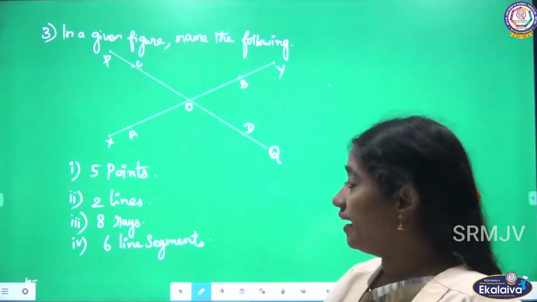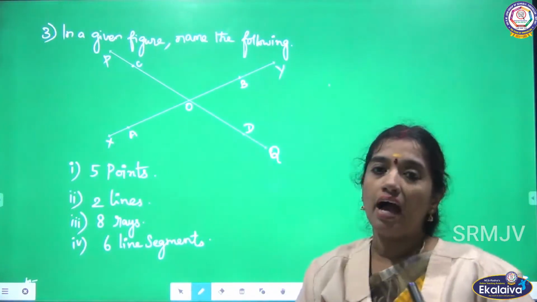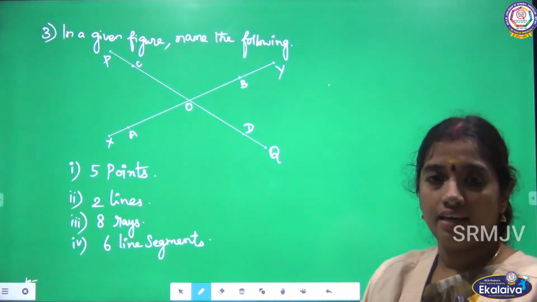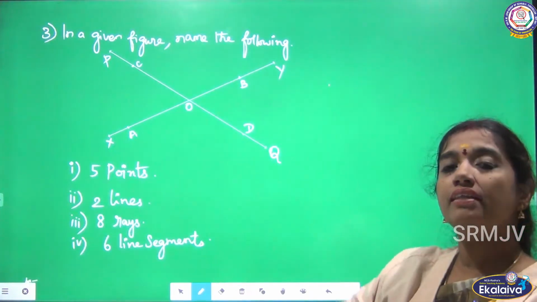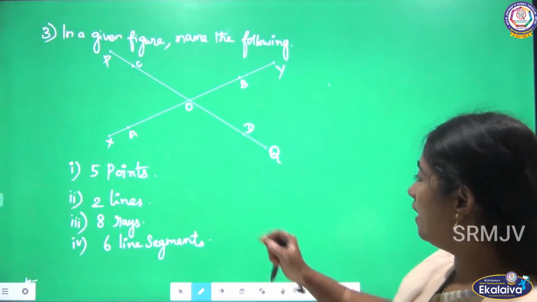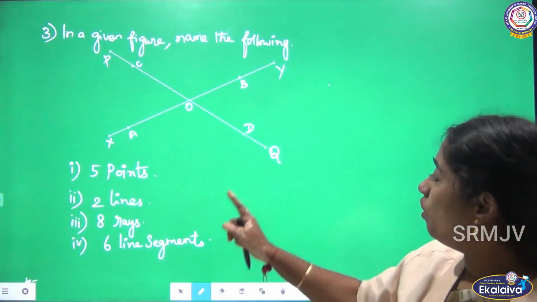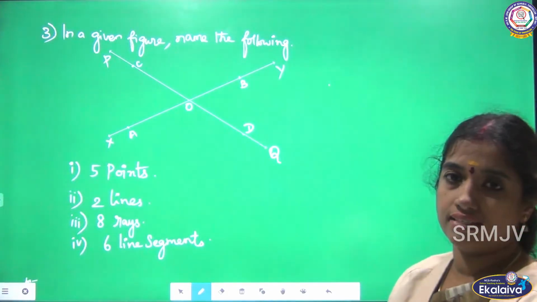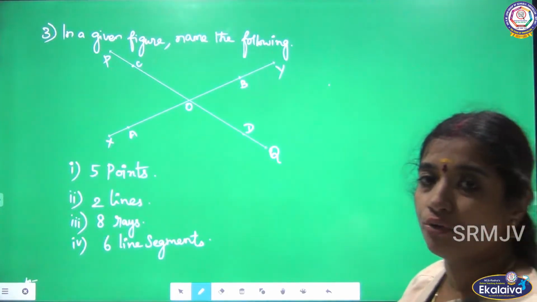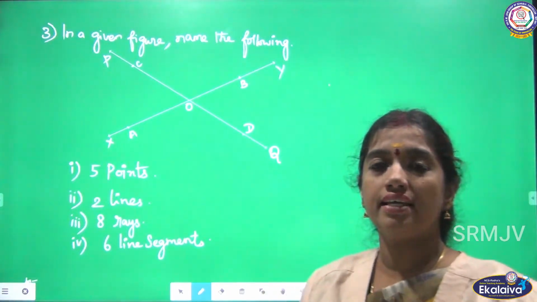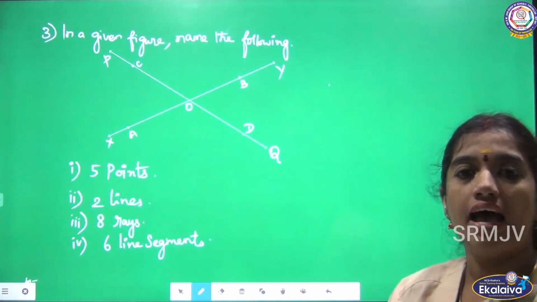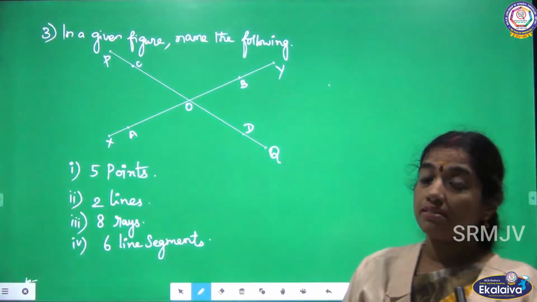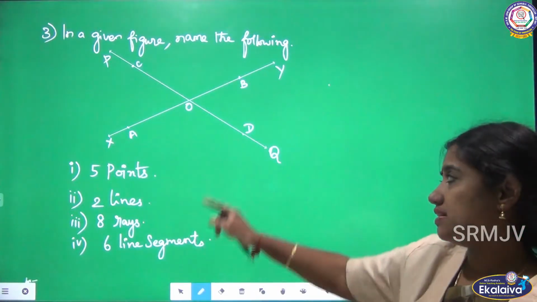And rays, 8 rays. In this figure, I am going to write 8 rays. What is the condition for a ray? I have a starting point, but there is no end point. Starting point, no end point, endless. I gave 2 examples for you, my dear children: the sun as well as the torchlight. Is it clear? Now line segments, 6 line segments we are going to discuss in this figure.